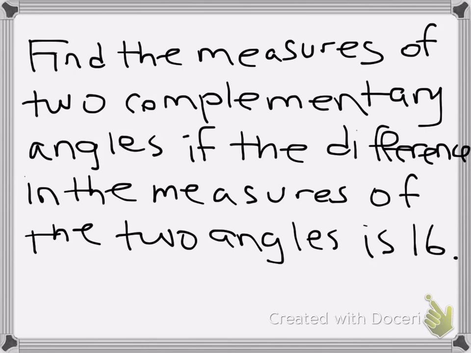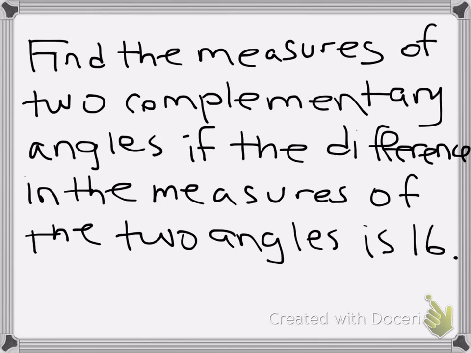This one, find the measures of two complementary angles if the difference in the measures of the two angles is 16. So we need to think about two angles that add up to be 90, but that subtract to be 16. So there's only two possibilities here. I would suggest maybe trying to get numbers that add up to be 90 and then kind of do a guess and check here. So let's see.